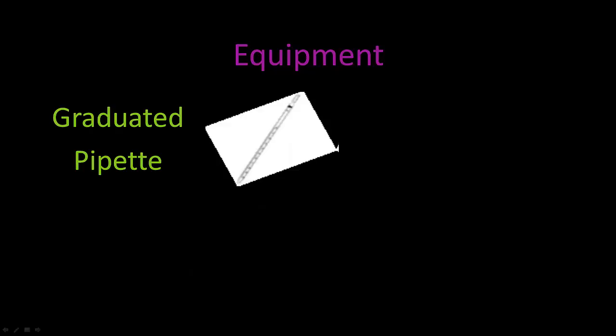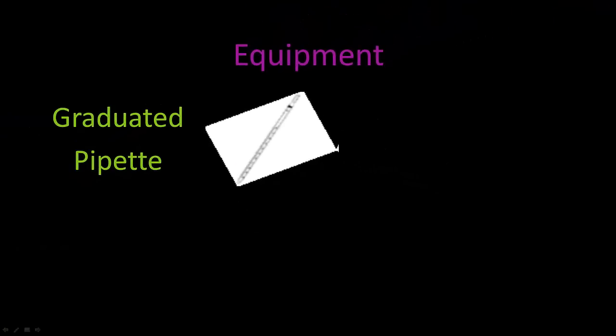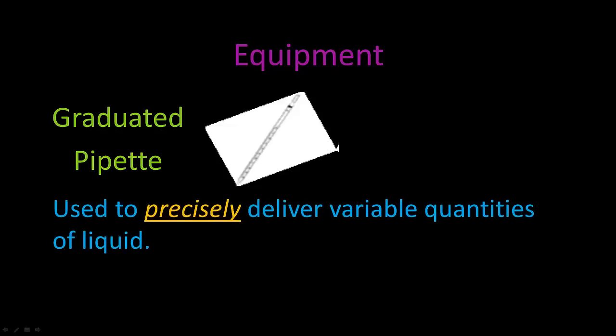A graduated pipette is different. If you look up here, it's hard to see on this one, but there are lots of lines, and you can measure on pipettes almost always to the nearest one, most likely even less than that. So it's used to precisely deliver variable quantities of liquid. If it's precise, it is a quantitative measurement.